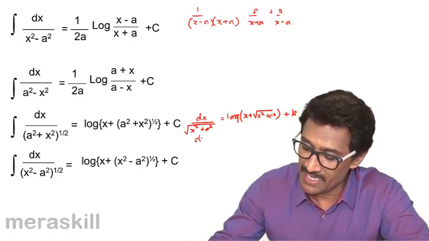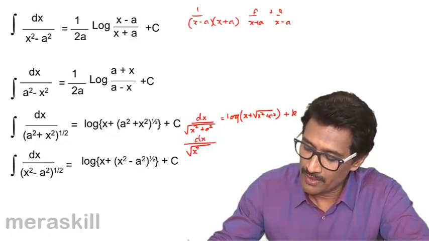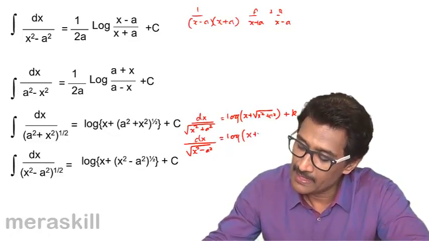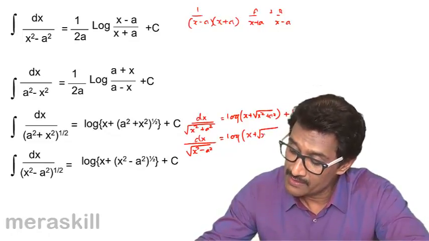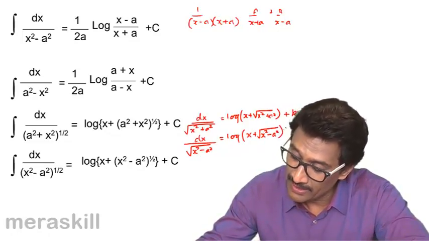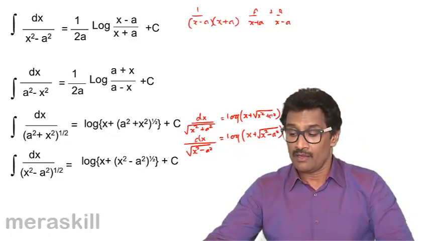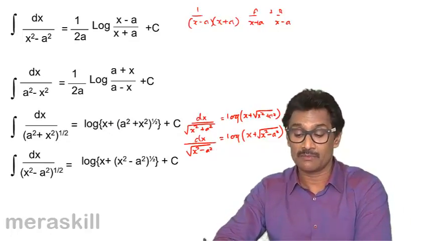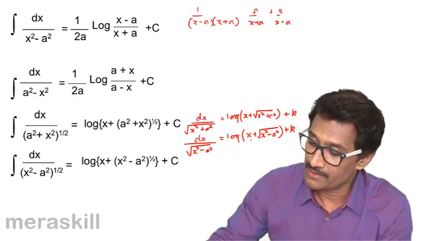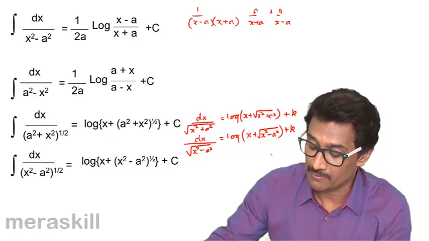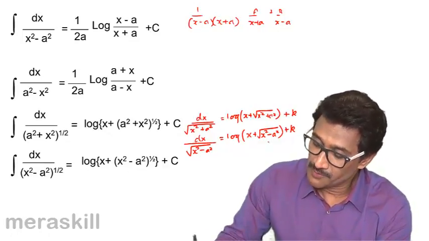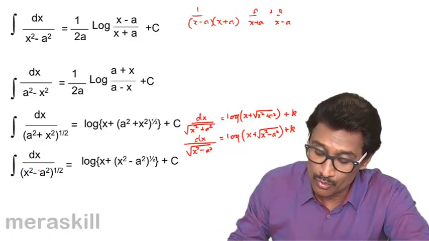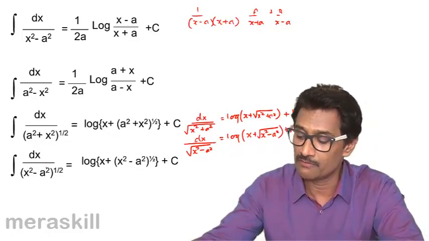Similarly, dx upon root x square minus a square is going to be log x plus root x square minus a square plus k. This is the second form. This is a special kind of substitution process we have found. These two have been done by substitution methods. Okay. Then we have two more important. So remember, this is x square minus a square. This is root of x square minus a square. So there are two different formulas.